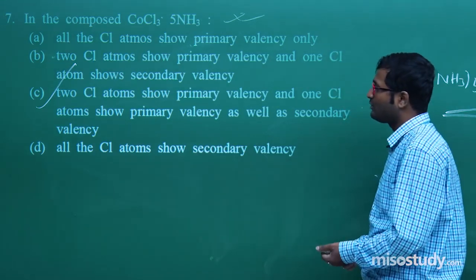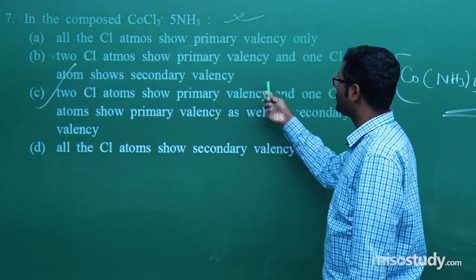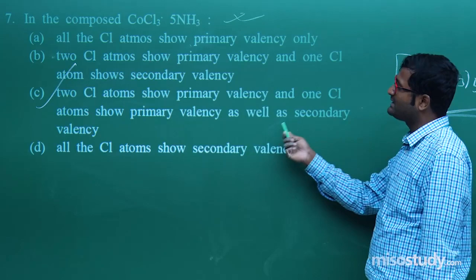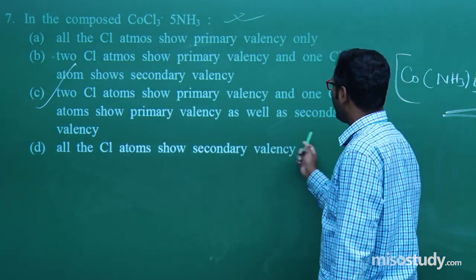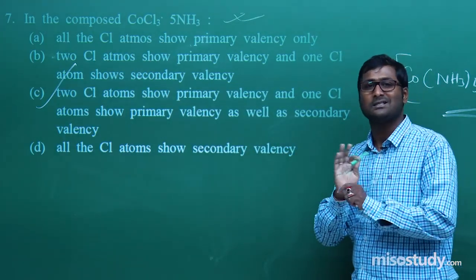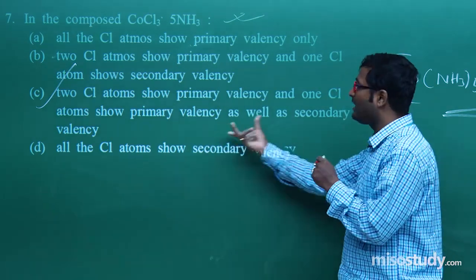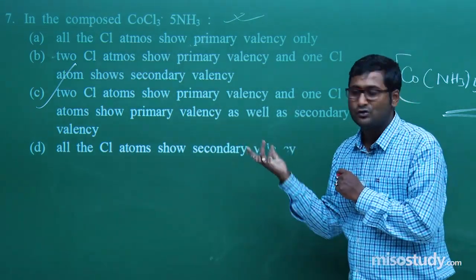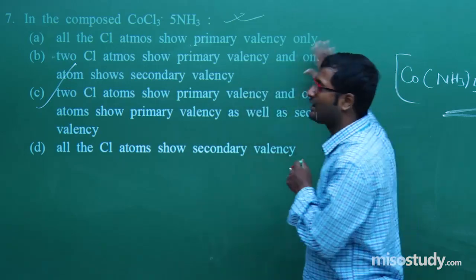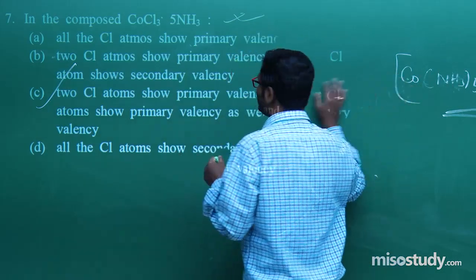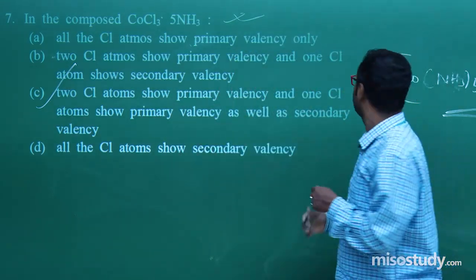Now wait for a moment, here is some contradiction, don't get confused. 2 Cl atoms show primary valency, okay, and 1 Cl atom shows primary valency as well as secondary valency. This is just an elaboration of the topic. So this is the best explanation, and the correct form is like this. So we can say for this C is the correct option.